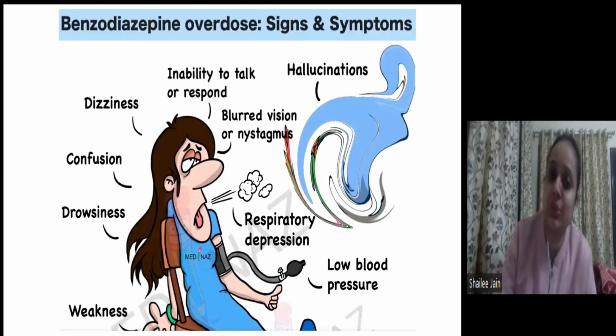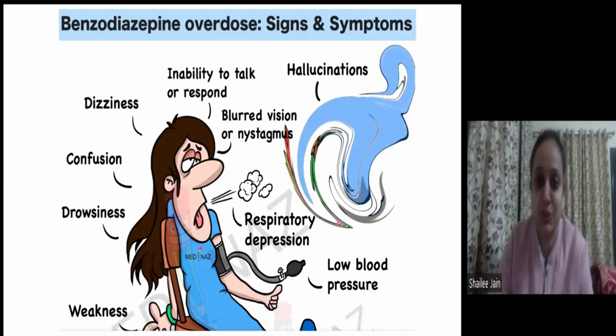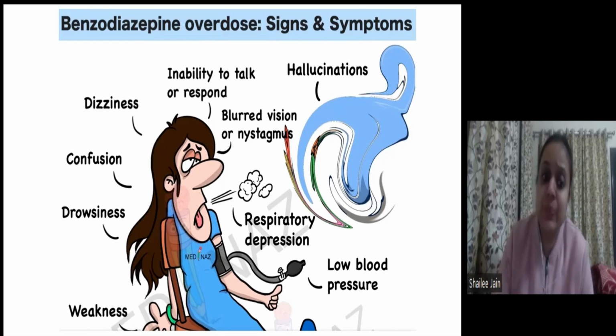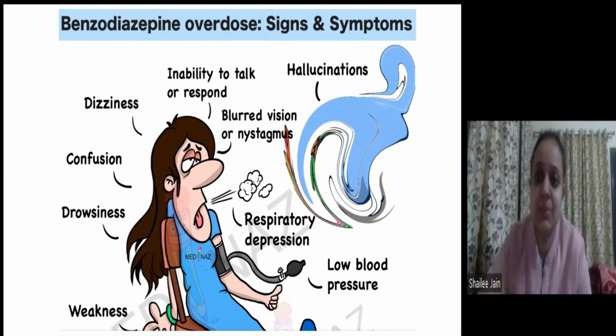So the patient will come to us with a history of ingestion of benzodiazepines in overdose, and he will come to us in a drowsy state. He will be hallucinating. He will not be able to respond or talk. He will be dizzy, confused, drowsy, with respiratory depression as well, along with weakness and low blood pressure. So these are the basic signs and symptoms of the patient.